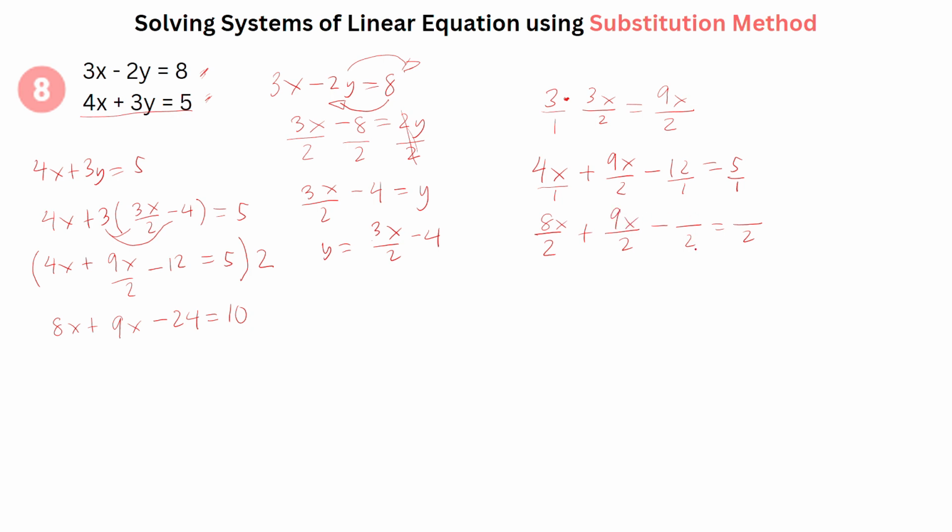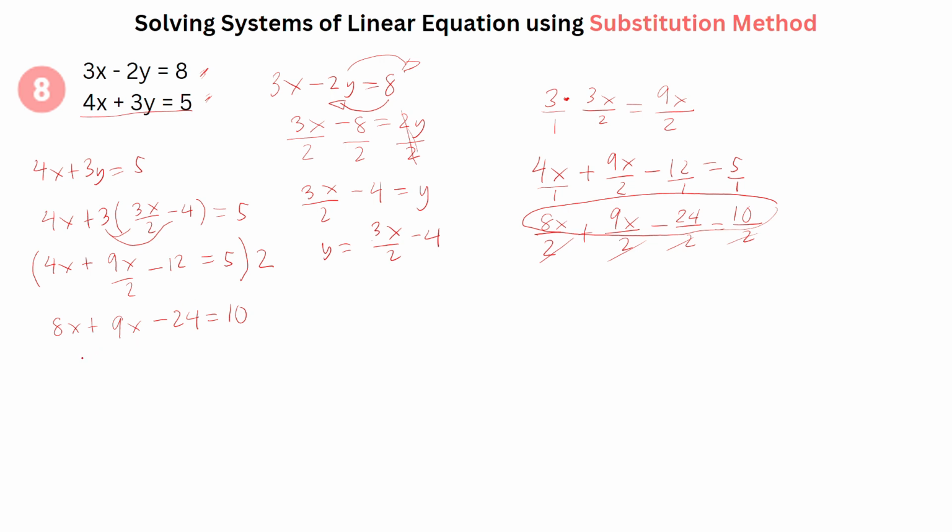This one here, 2 divided by 1. What's that? That's 2, right? Times 12, that's 24. And 2 divided by 1, that's 2. Times 5, that's 10. And we can already just disregard the denominators. That's why we have here 8x plus 9x minus 24 equals 10. Okay? I just wanted to say that these two here are just the same thing.